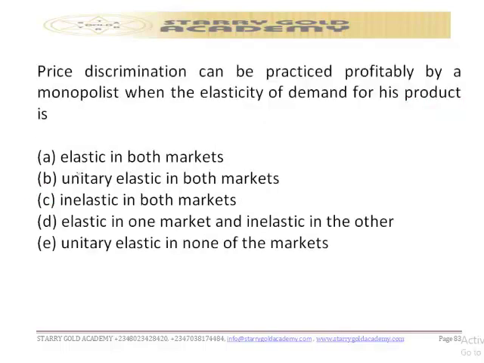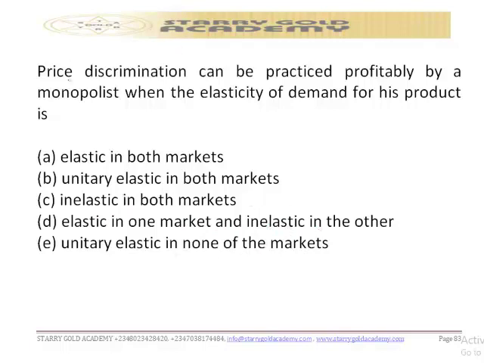Based on the explanation so far, the next question is this. Price discrimination can be practiced profitably by a monopolist when the elasticity of demand for its products is dash. Option A, elastic in both markets. Option B, unitary elastic in both markets. Option C, inelastic in both markets. Option D, elastic in one market and inelastic in the other. Option E, unitary elastic in one market.